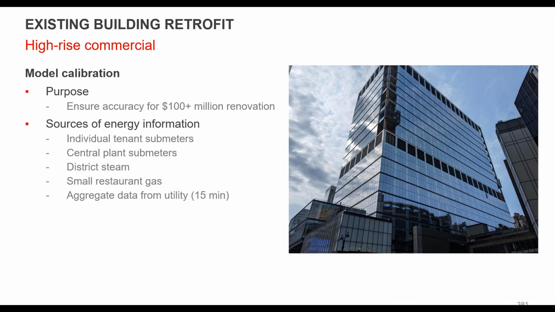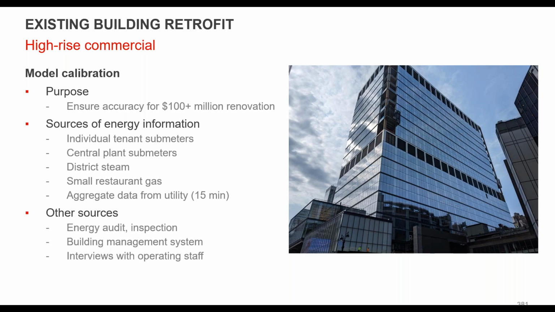The central plant here, which is a mix of steam and electric chillers, was also metered. So was the cooling towers. District steam, we had a 15-minute meter on. And then there was a little bit of gas usage, but not much. And again, we have 15-minute data from the utility as well. So that's very helpful to have a good data set to start building out this calibrated model.